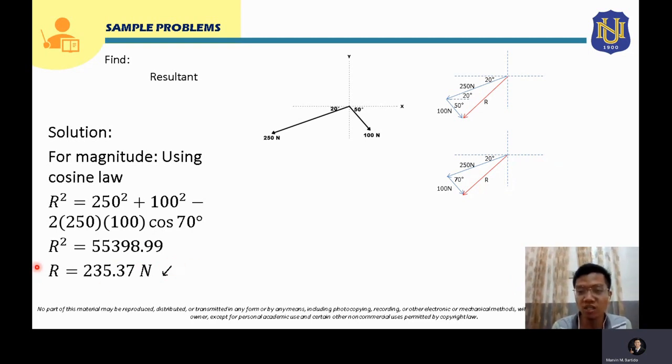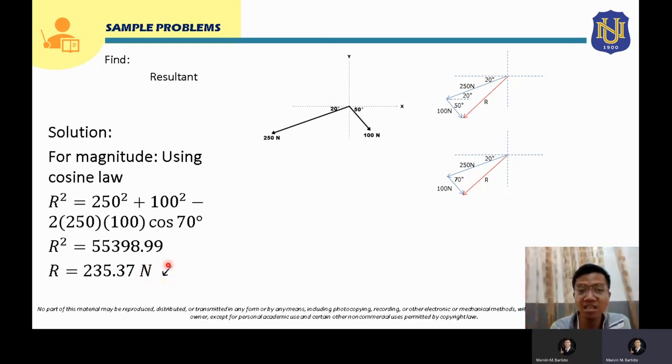Now we are also looking for the remaining part of your answer for the resultant. Again, if you are being asked to give the resultant, you have to give the magnitude of the resultant, which is this one. You have to give the direction rather. So this is the direction. And lastly, you have to give the inclination, or the angle of the resultant from the horizontal.